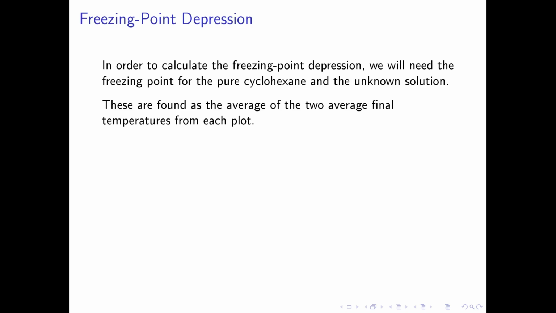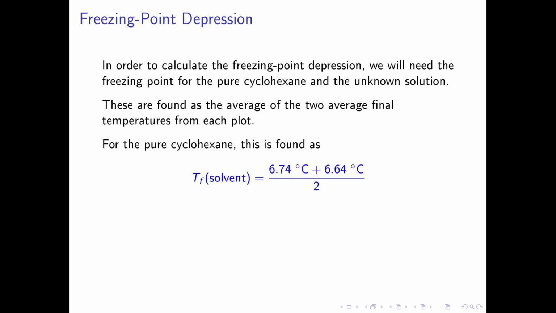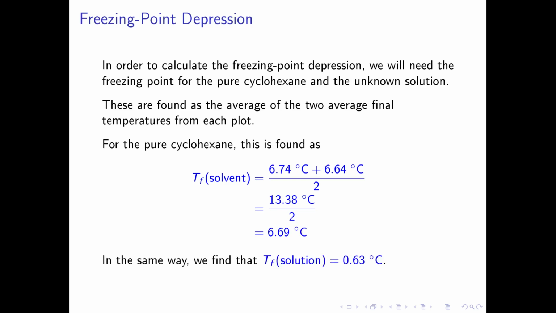For the pure cyclohexane, we can find the freezing point for the pure solvent to be 6.74 degrees Celsius from run 1, plus 6.64 degrees Celsius from run 2, divided by 2, or 13.38 degrees Celsius divided by 2, which gives 6.69 degrees Celsius. In the same manner, we find that the freezing point for the solution is 0.63 degrees Celsius.